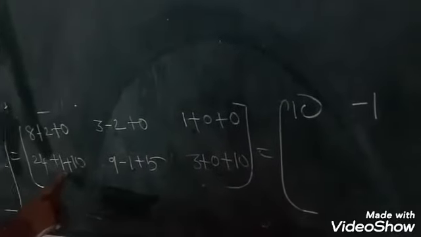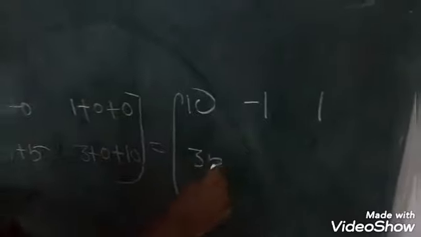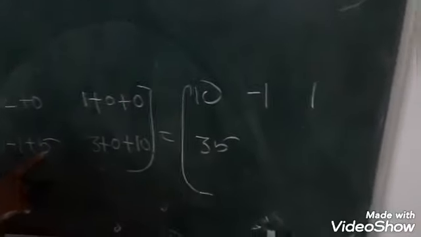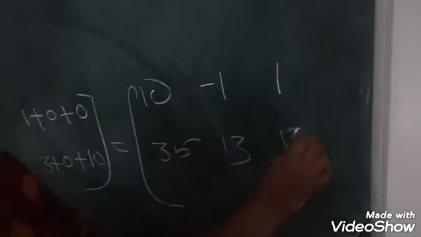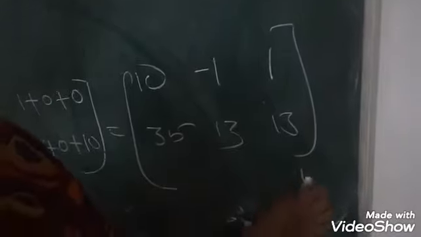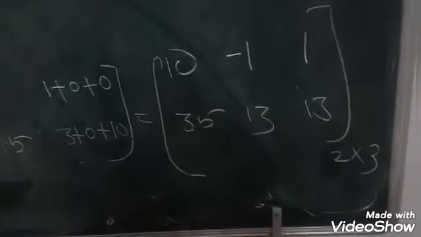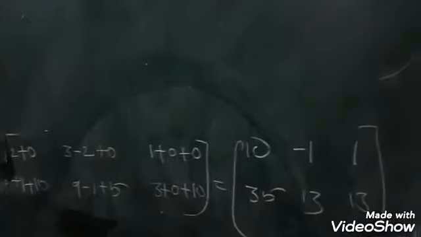Here 24 plus 1 plus 10, how much? Yes, 35 girls. Here 9 minus 1, how much? 8. 8 plus 5, yes 13. Here 3 plus 10 was 13. Now see the order, 2 cross 3. Okay girls, 2 rows, 3 columns. So our answer is yes, the order of the product is correct. Okay girls, have you all understood this?